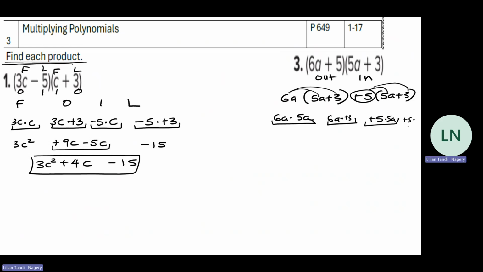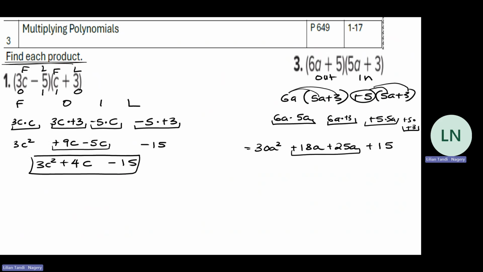Positive 5 times positive 3. Okay? The answer to this is 30a squared. The answer to this is positive 18a. The answer to that is positive 25a. The answer to this is positive 15.